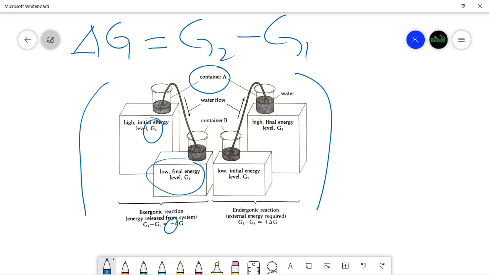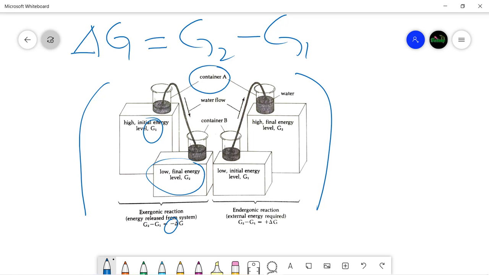In the diagram to the right, again we have a container A and container B, but now the movement of water is in the opposite direction. Since container B is at a lower initial energy level, that is its G1 is lower, it requires a certain input of energy to move the water uphill. Now the water is moving uphill and it requires a certain amount of energy.